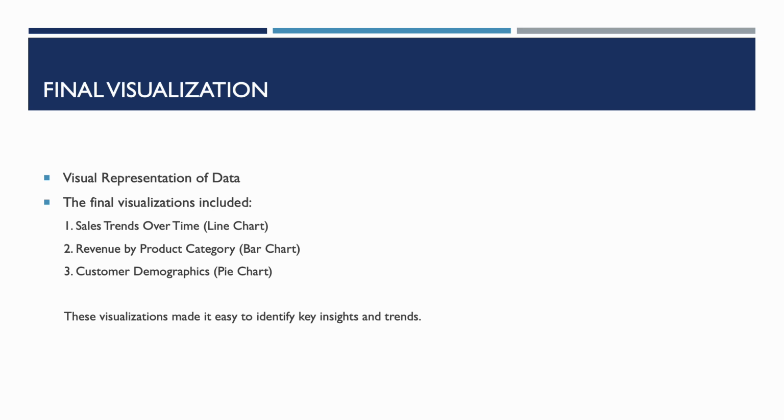So first, we have a line chart which is used to depict sales trends over the past year. This visualization clearly showed how sales fluctuated month by month, revealing seasonal trends, peaks, and troughs in performance. By analyzing this chart, the company could pinpoint the times of the year when sales were highest and identify periods where performance needed improvement.